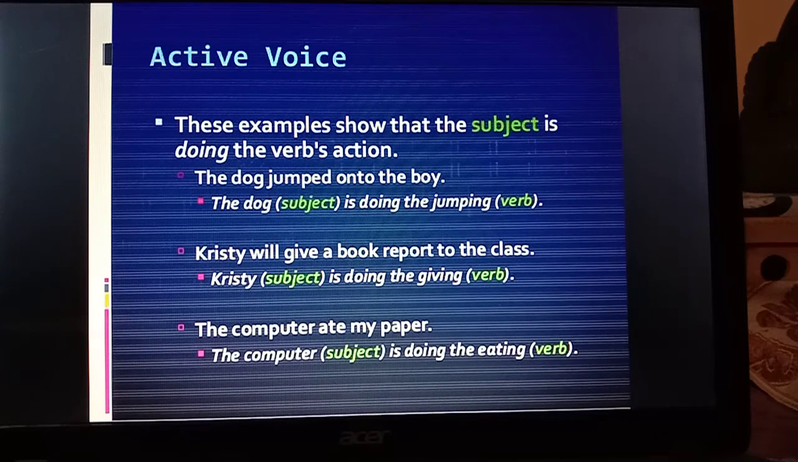Christy will give a book report to the class. Christy is here the subject and she is shown here active or doing something. So here again the subject is active, so it is active voice. The computer ate my paper. Computer is here used as the subject and it is doing something. Eat is here the verb. So once again in this sentence it is shown that the subject is active, so it is an example of active voice.